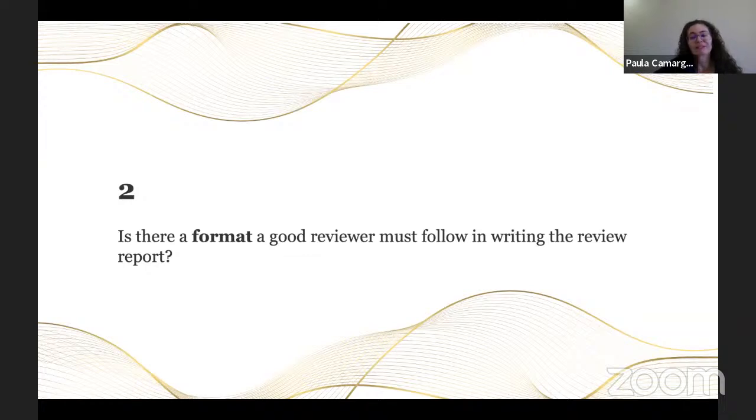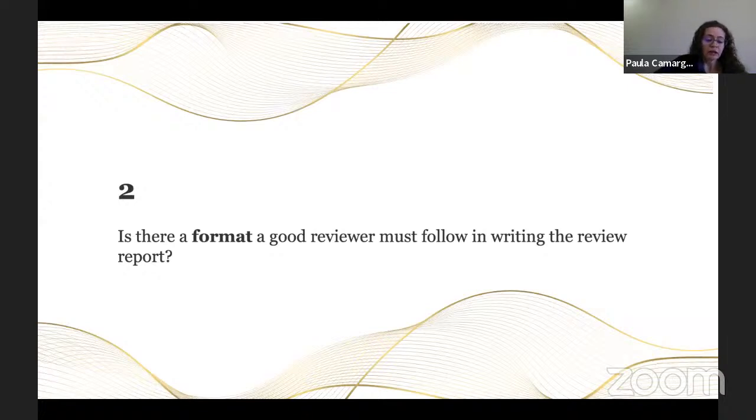All papers have good points, we know. Then in the general comments, I would say about if the study is clear or not, the contribution to the field, the strengths, maybe some limitations. And then we go to the specific comments.